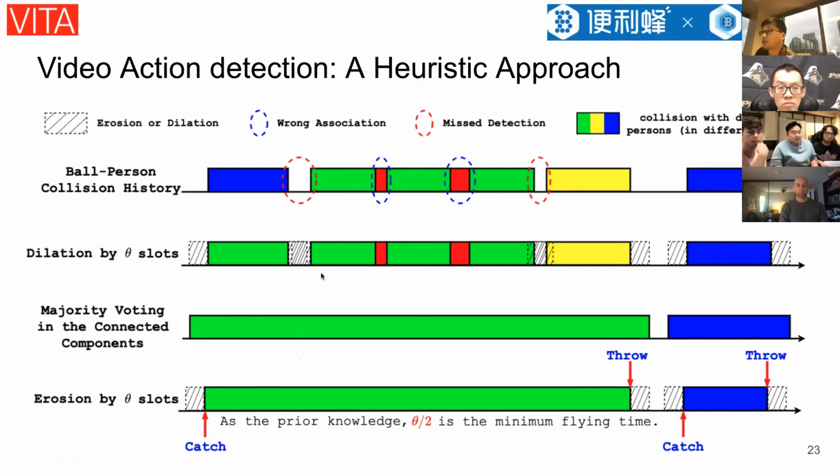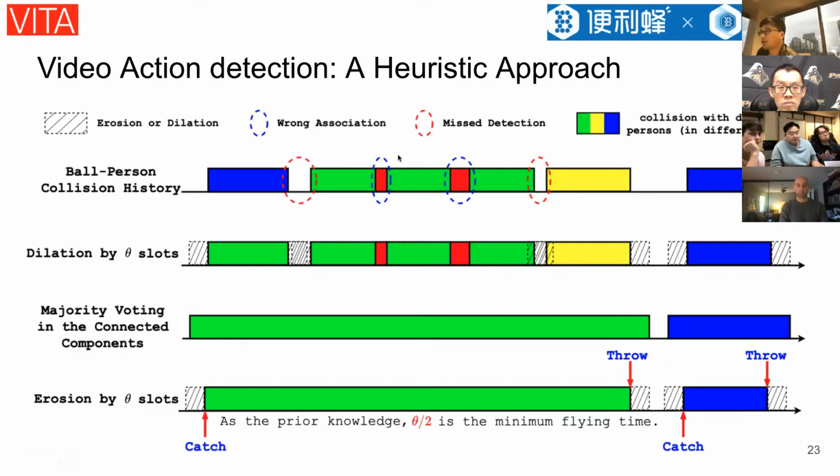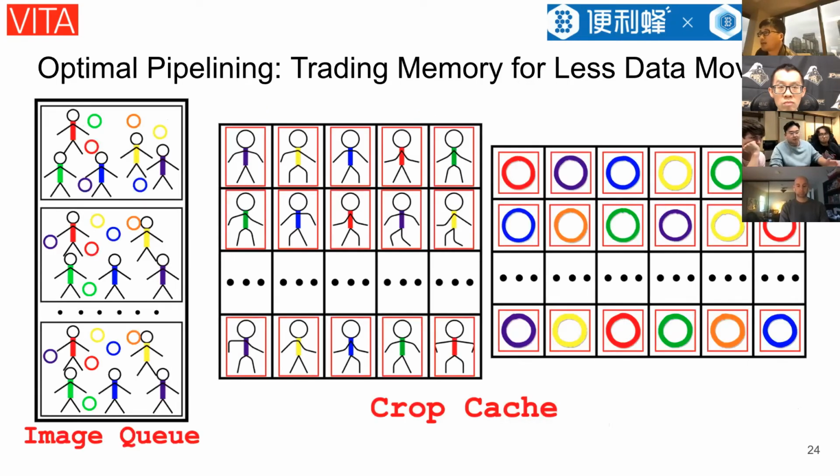the final score. And besides these modules, all the modules I described were proposed for better accuracy. So we propose other strategies to pursue lower energy cost. This is the strategy we propose. It's called optimal pipelining. Here we trade memory for less data movement.